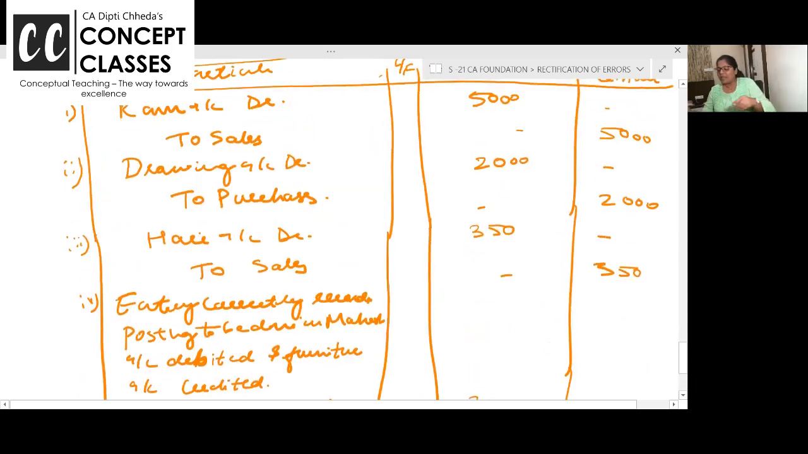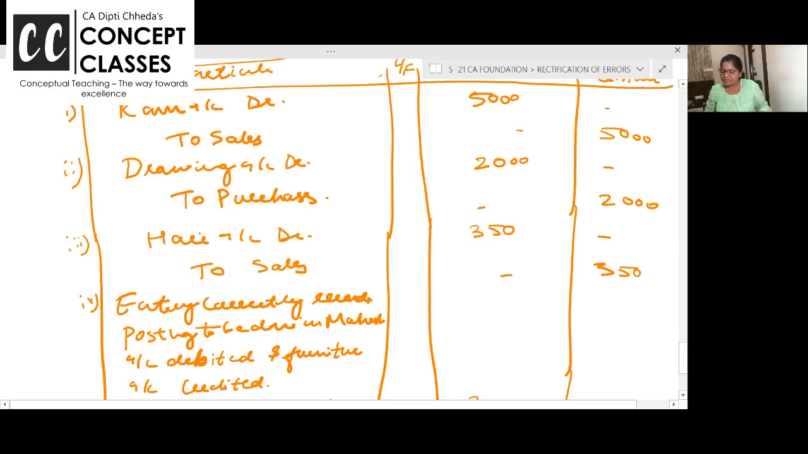Ninth problem. If entry is not recorded, you record it now. That's what is rectification. And if it is wrongly recorded, you correct it. So here we complete with the base level problem. Now shall we start with the combined problems without waiting for anything?